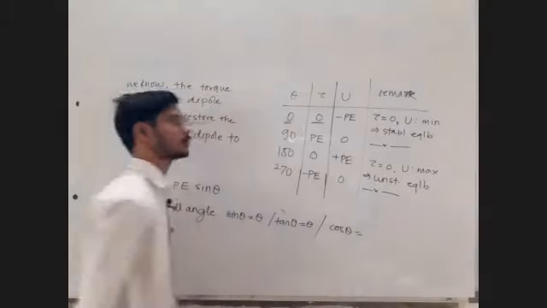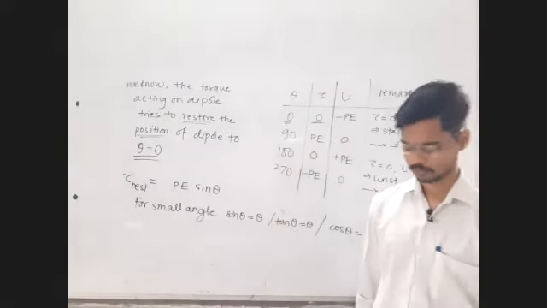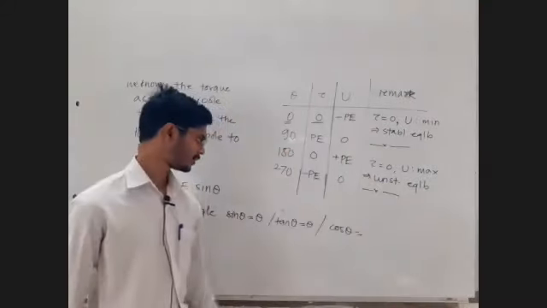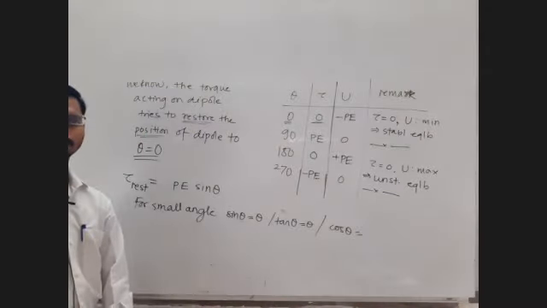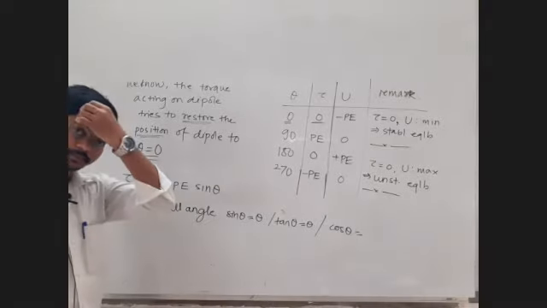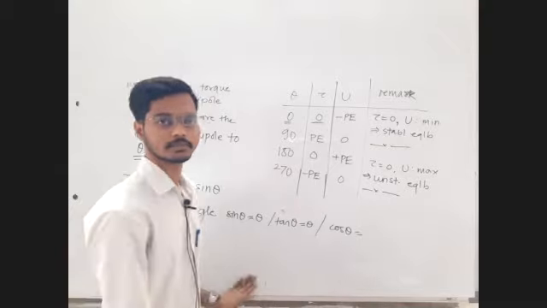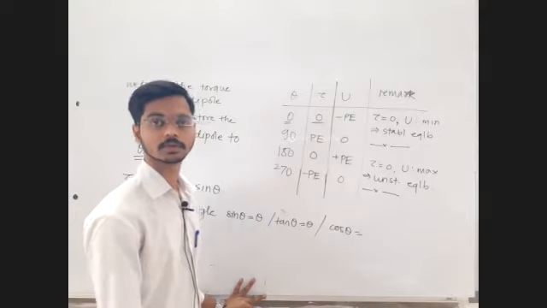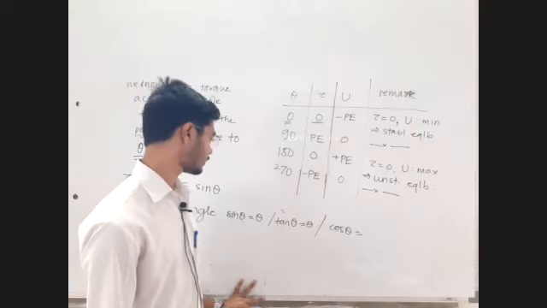Also, you should know cos theta is equal to. Can anyone tell me what cos theta is equal to for small angle? Sin theta, tan theta, cos theta, what? Expecting a reply from everyone. Don't sit quietly. Cos theta is equal to what for small angle?